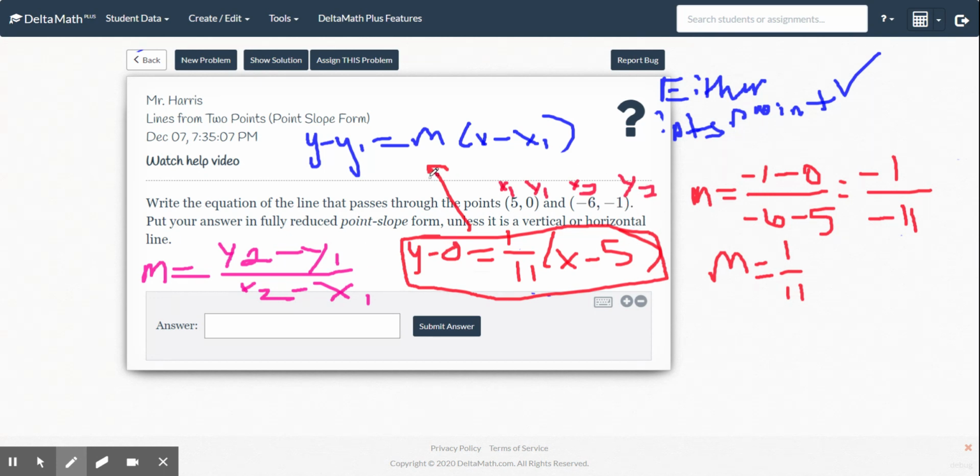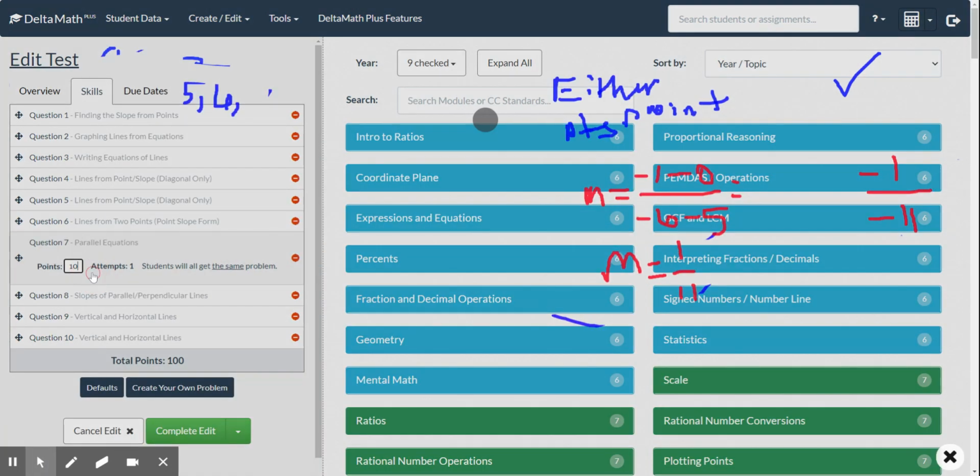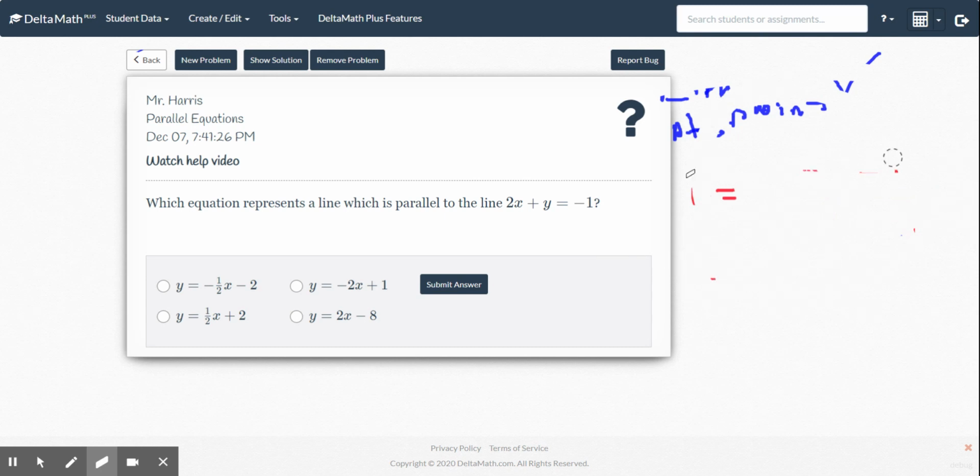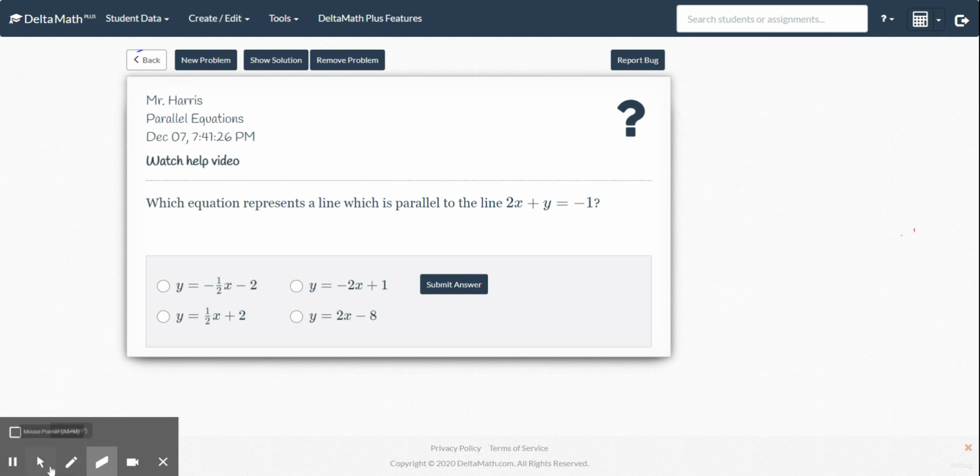All right, now last thing we're going to do today is problem number 7. Parallel equations. Now this one is tricky because you have to know something. You have to know what we know about parallel lines. And this is a day 8 problem. So those last two problems, guys, were more day 5, day 6, and then maybe a little bit of day 7, but mostly days 5 and 6. This problem is a day 8 problem.